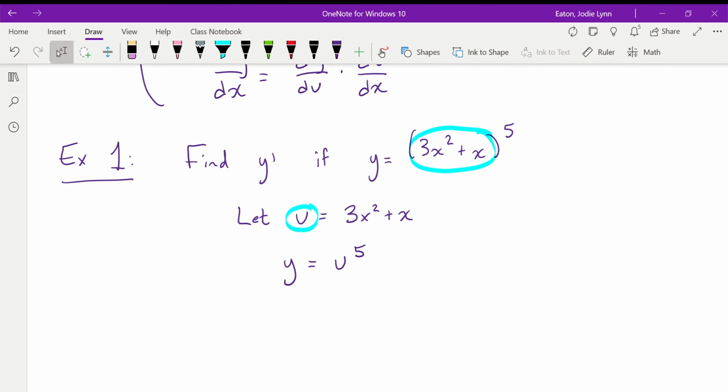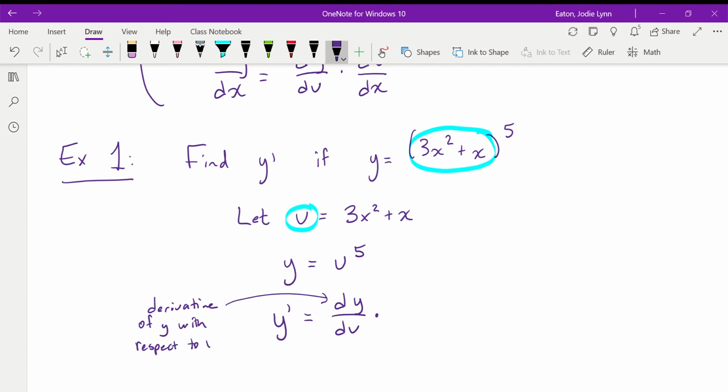Okay, so y prime is going to be equal to dy/du times du/dx. So we're going to take the derivative of y with respect to the variable u. And I'm just going to write this out in words so you can see it. That is the derivative of y with respect to u. So that means we are treating u as the variable, and we're just going to take the derivative as if u was the variable. Then we're going to multiply it by du/dx, which means we're going to take what u is equal to, which is this 3x squared plus x, and take the derivative of it treating x as the variable.